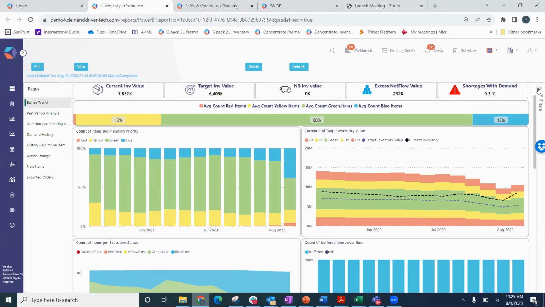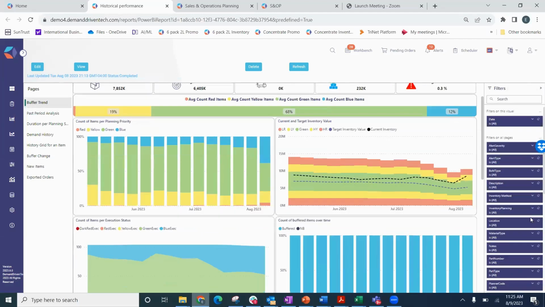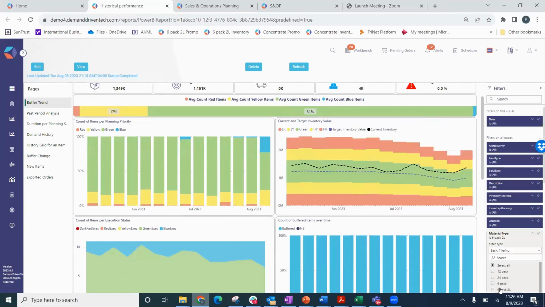We can actually look at this now, and let's say we want to look at a given material type. We're in a bottling environment. Let's say we want to see how our 6-pack 2 liters have been performing. When we update these views, we can see how the different items have been performing. And so you can do drill downs and factors like that. We've been planning very well in this cohort.